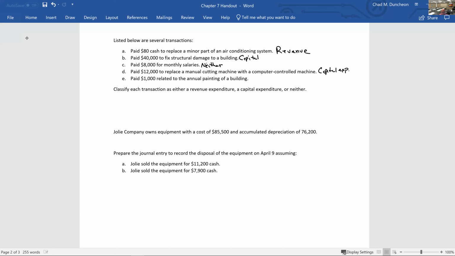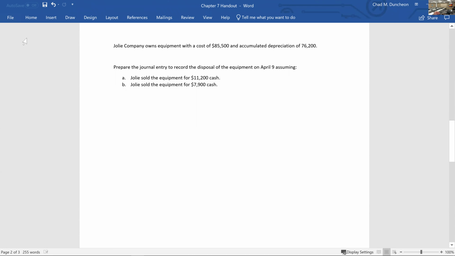And then paid $1,000 for the annual painting of the building is a revenue expenditure. The painting of the building is going to make it look nice, but it's not going to make it last longer or more efficient. And what I want you to remember there, capital expenditures do not get expensed. They get put as an asset on the balance sheet and we'll take them off through depreciation. Whereas revenue expenditures are expensed immediately as they are incurred.